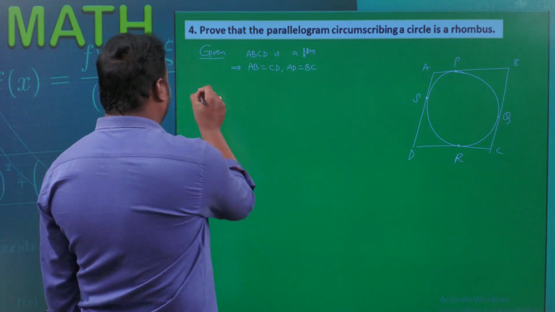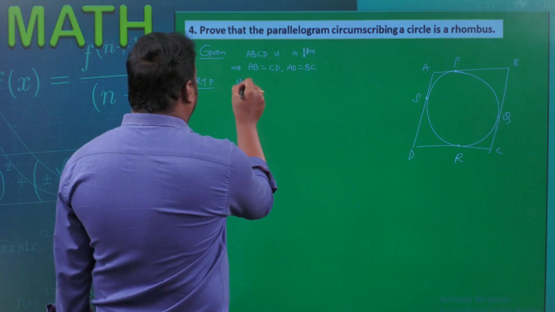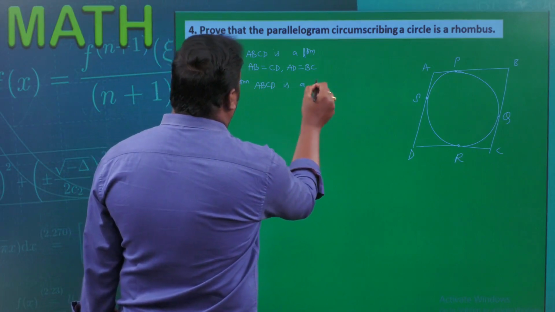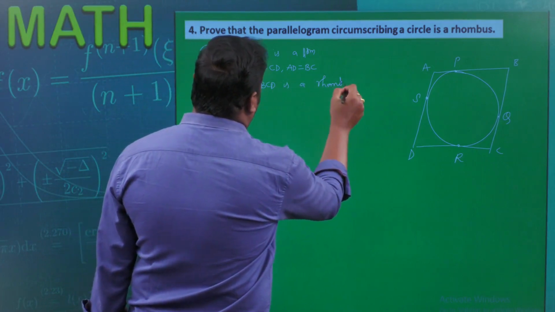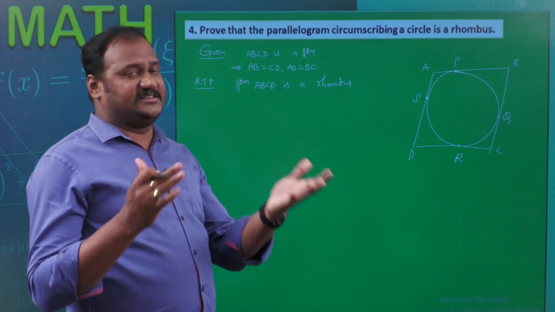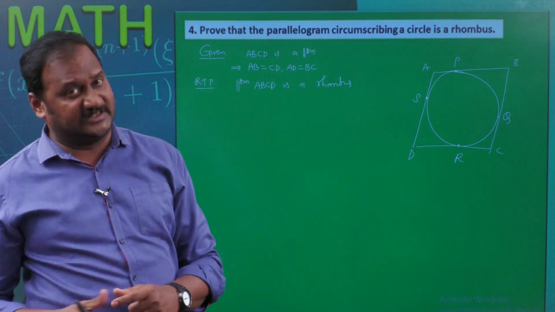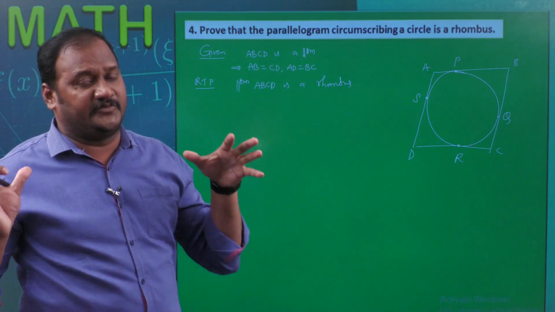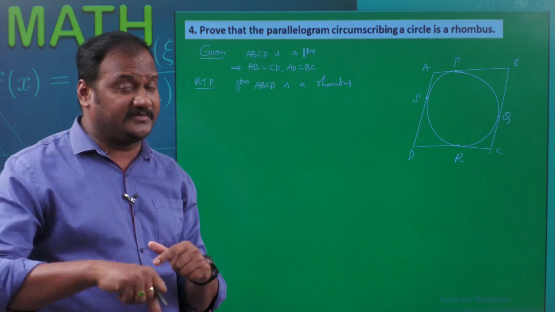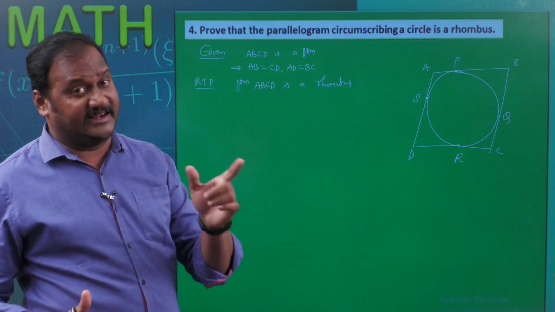What are you going to prove now? You need to prove that parallelogram ABCD is a rhombus. So here you will have to understand the comparison between a parallelogram and a rhombus. You are not proving a quadrilateral is a rhombus. You are proving a parallelogram is a rhombus. That is not just a quadrilateral, that is a parallelogram.